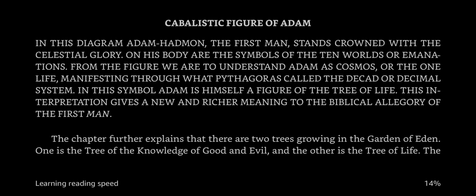All right, let's continue. The chapter further explains that there are two trees growing in the Garden of Eden. One is the tree of knowledge of good and evil, and the other is the tree of life.